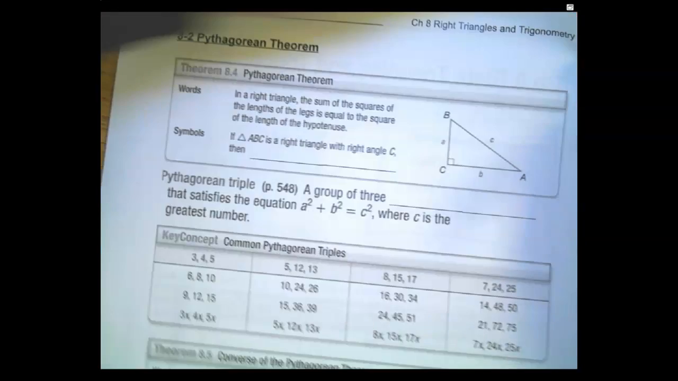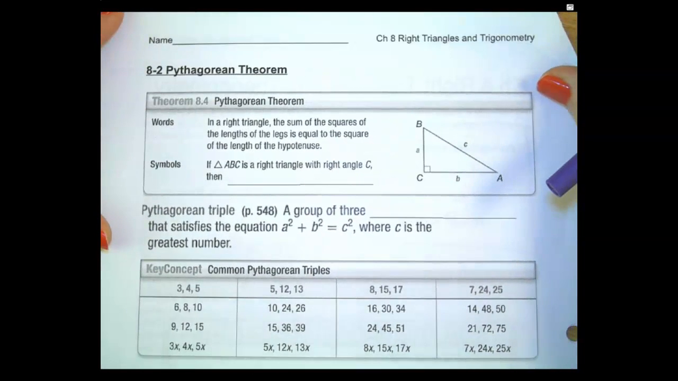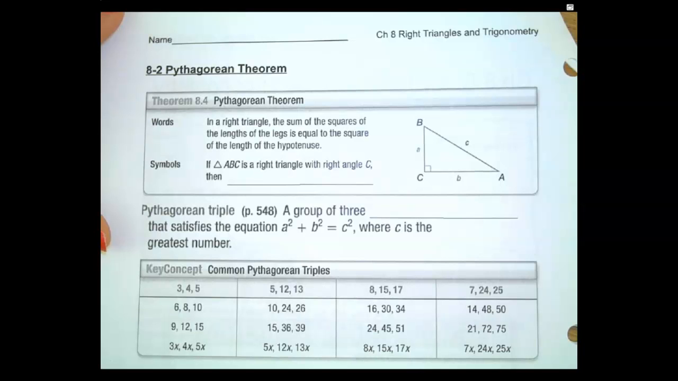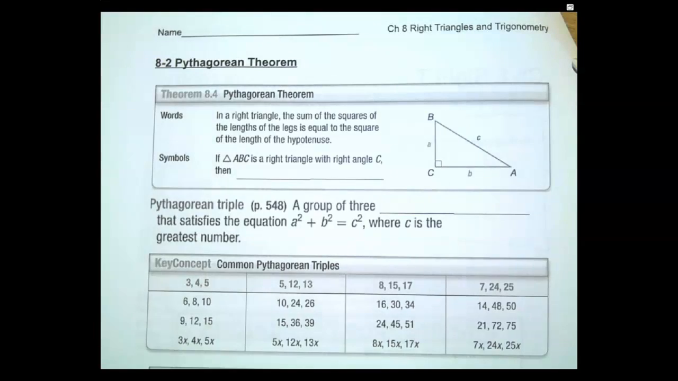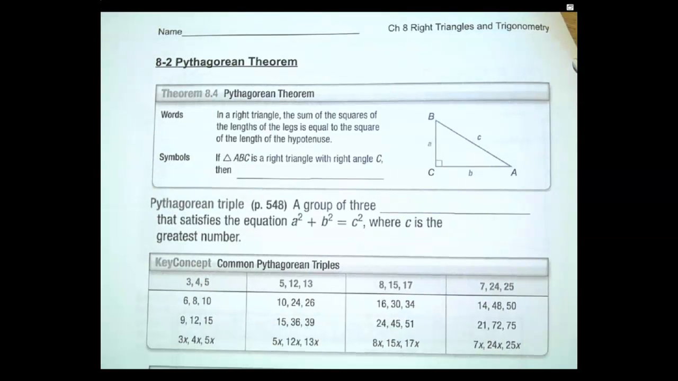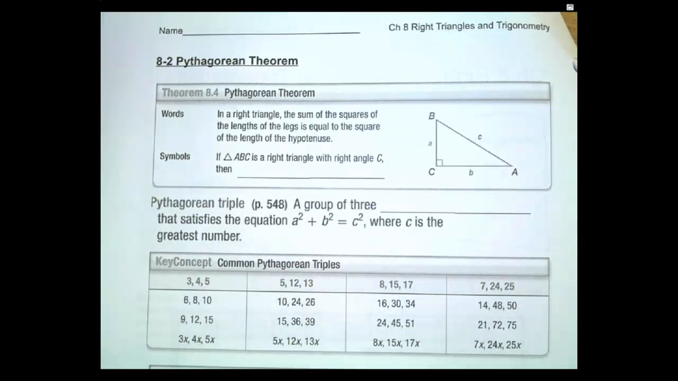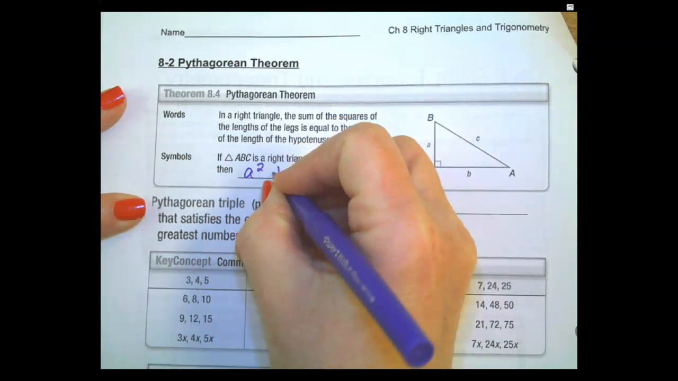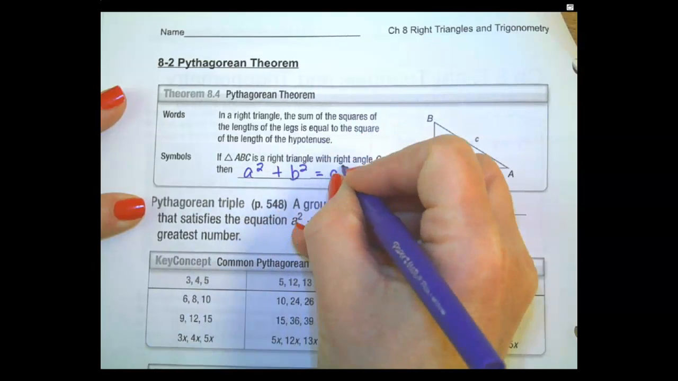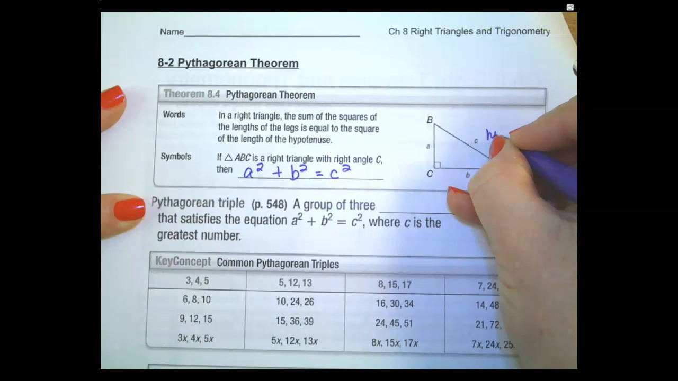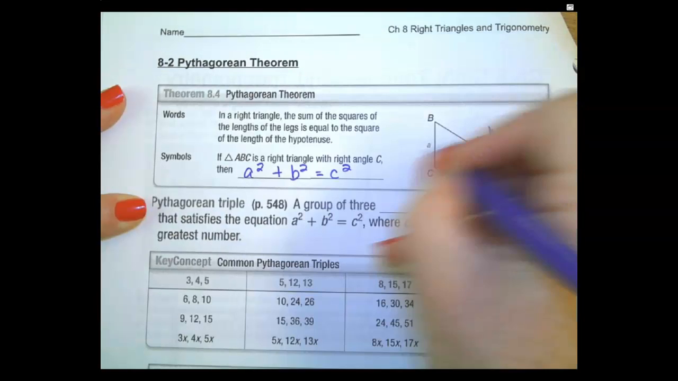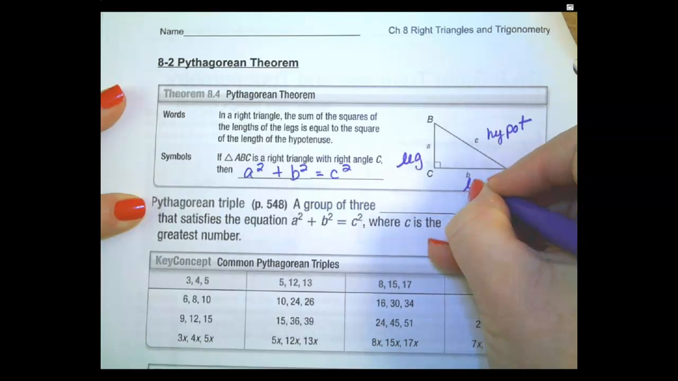So this first section is just the Pythagorean Theorem. You guys are very familiar with this. I've already warned you how important it is. In a right triangle, the sum of the squares of the lengths of the legs is equal to the square of the length of the hypotenuse. And if you would Google that, you could actually see what that looks like. But the formula is a squared plus b squared equals c squared. Make sure c is always your hypotenuse, and your a and b are always your legs.